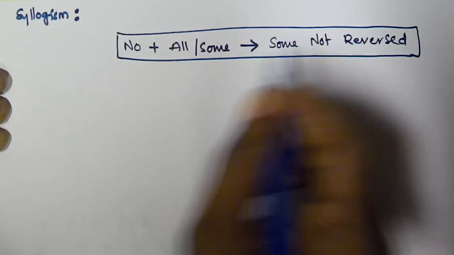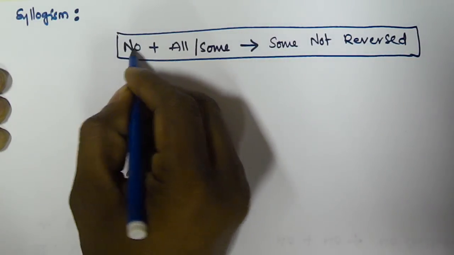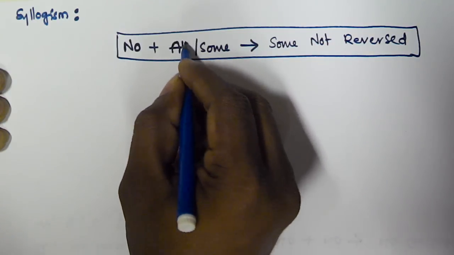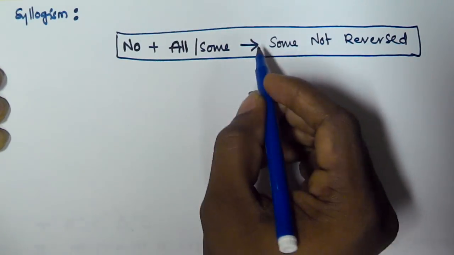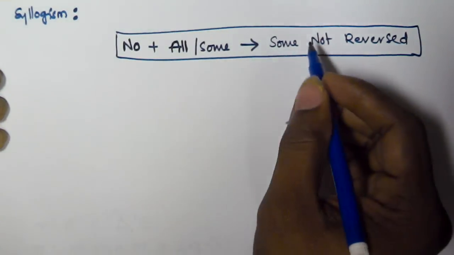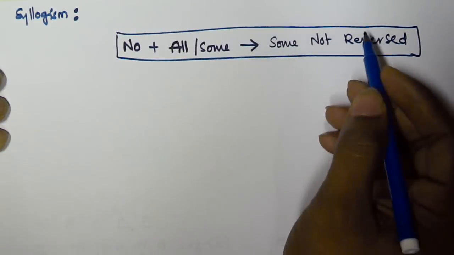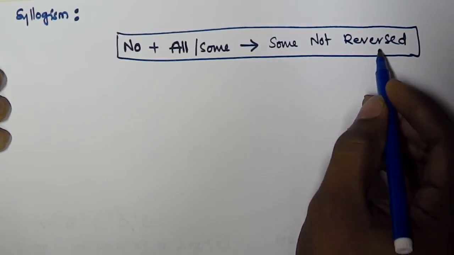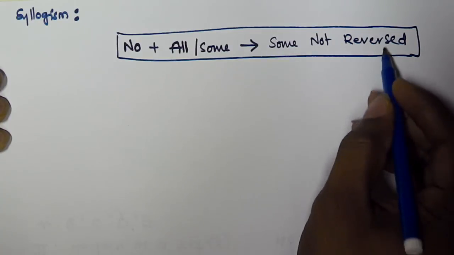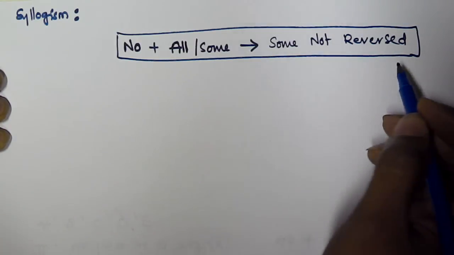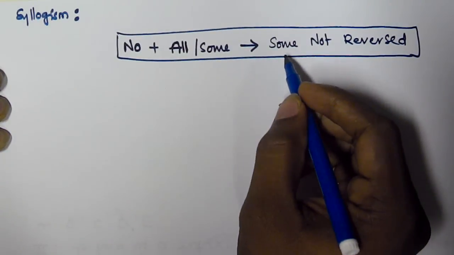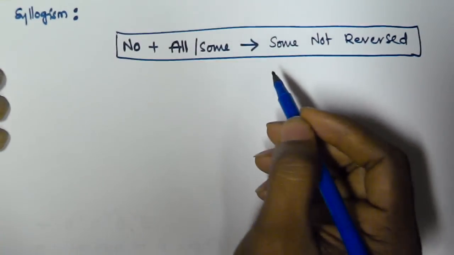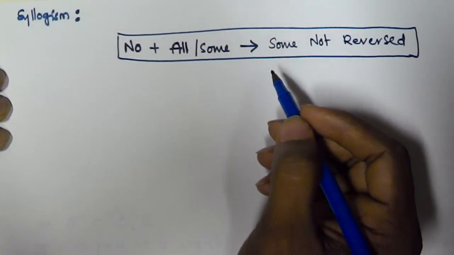That means the first given syllogism will start with no and the second syllogism will start with all or some. Then the derived conclusion is going to contain some not and the reversed. Some not and reversed. Reversed we do not use as it is, but actually it will give some meaning to the rule. I will show you one example of how to use this rule.